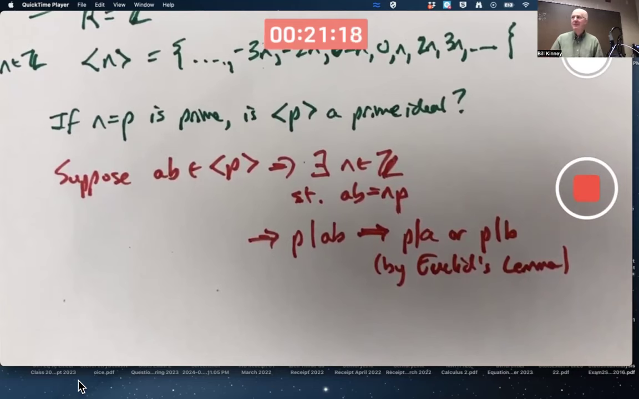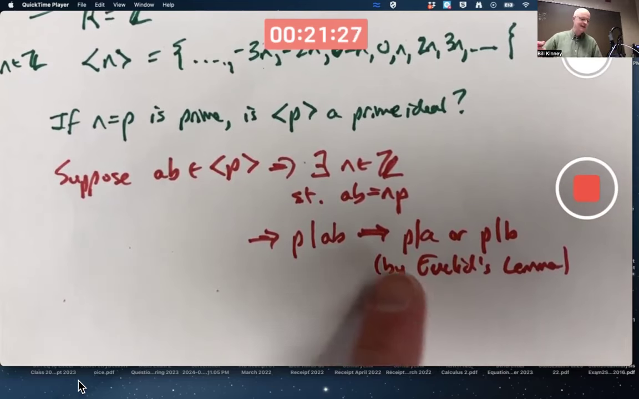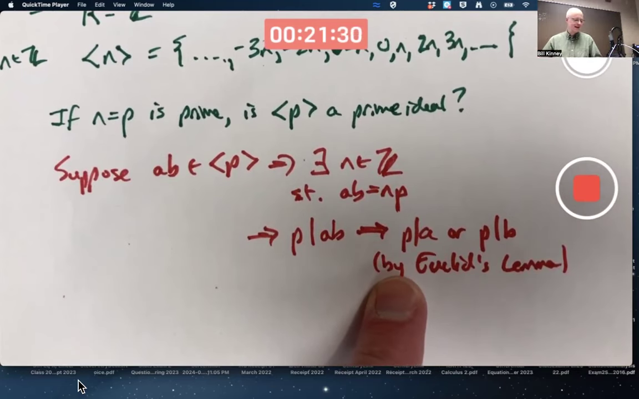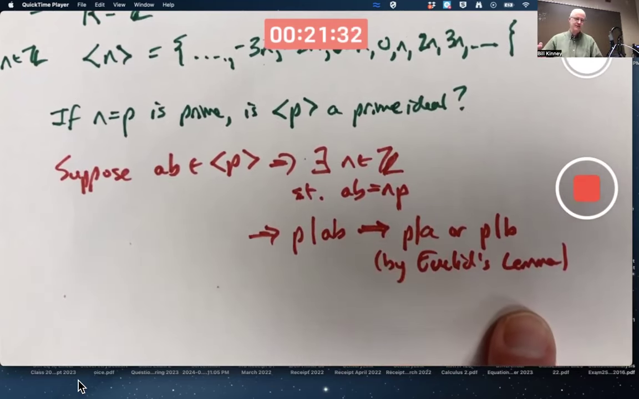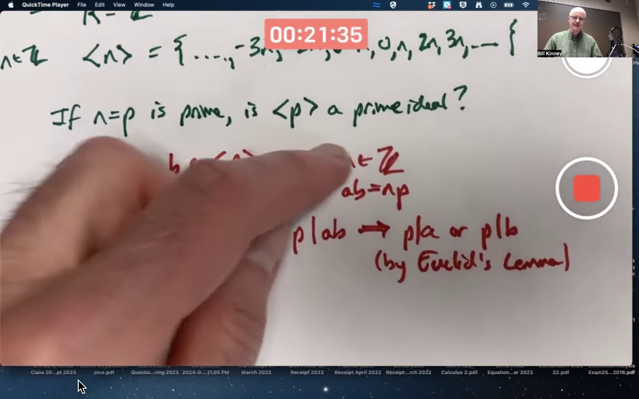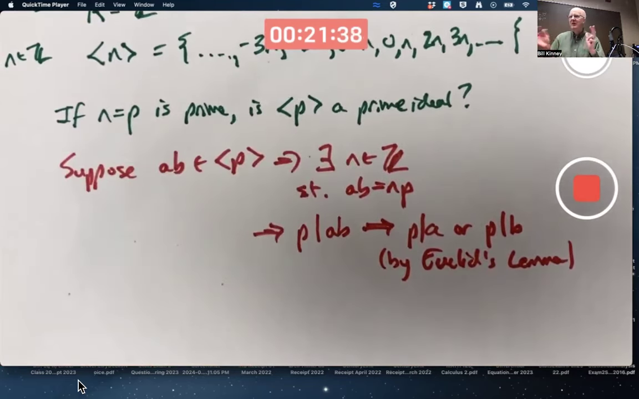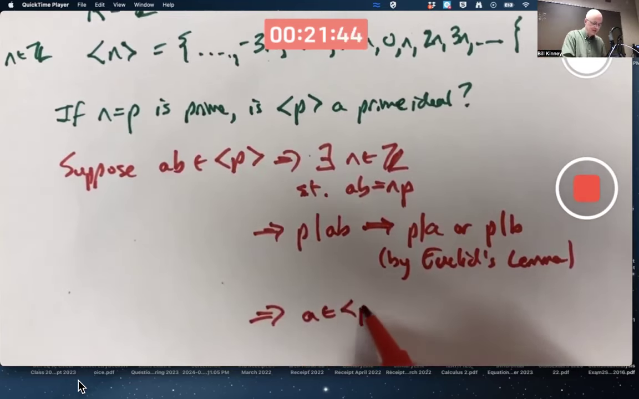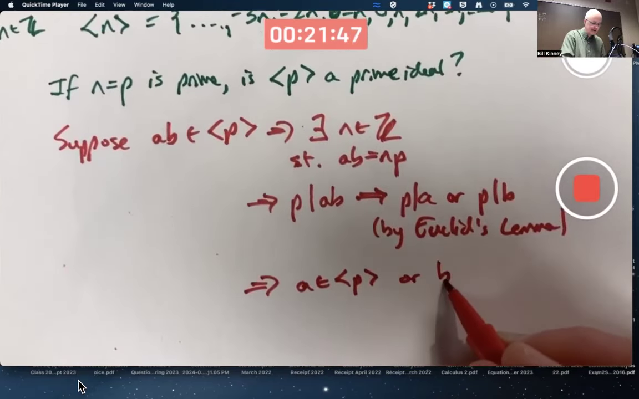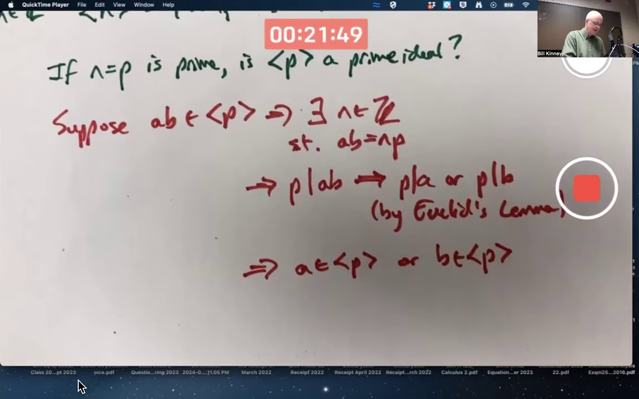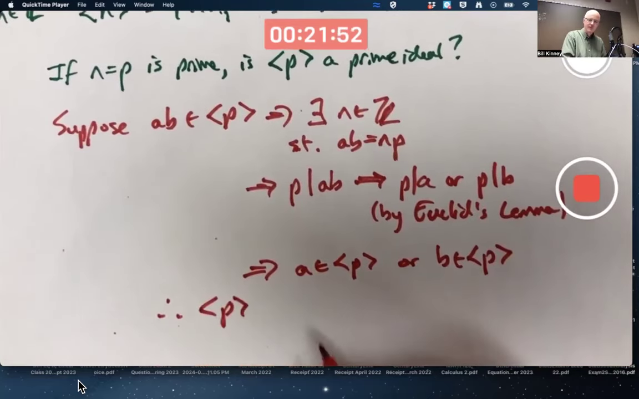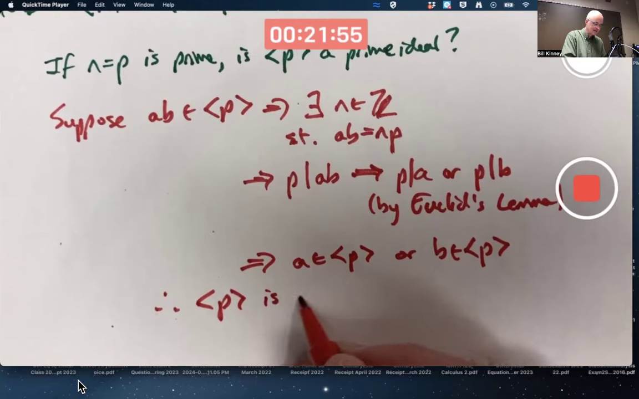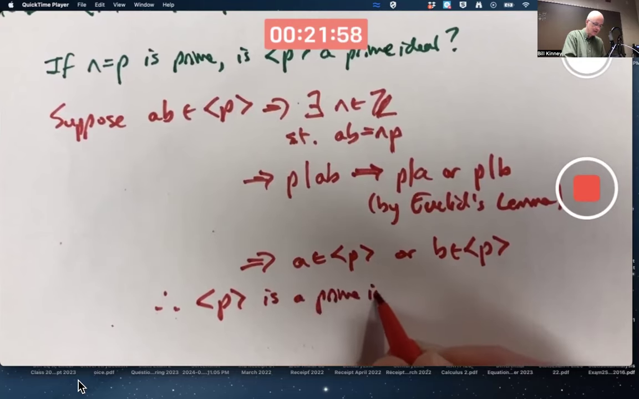In other words, either A or B is a ring multiple of P. I could add on that this means there's either an M such that A equals MP or an N such that B equals NP. This means A is in the principal ideal generated by P, or B is in the principal ideal generated by P. Therefore, the principal ideal generated by P is a prime ideal when P is prime.